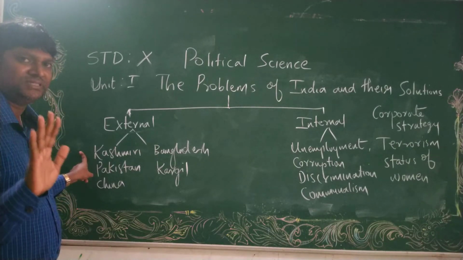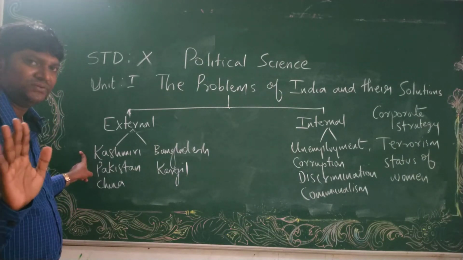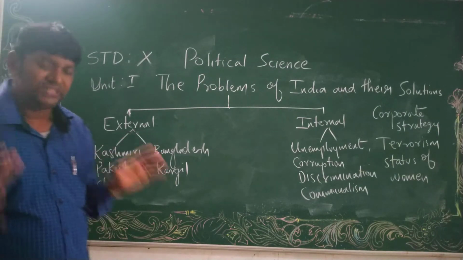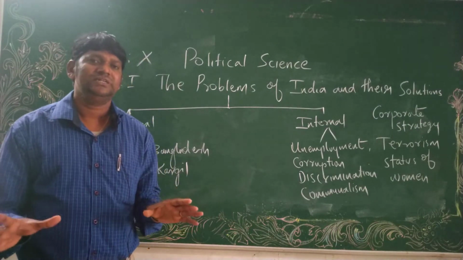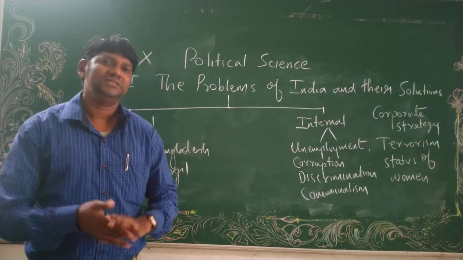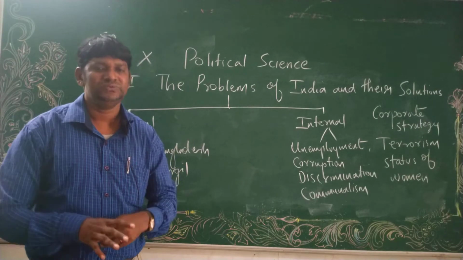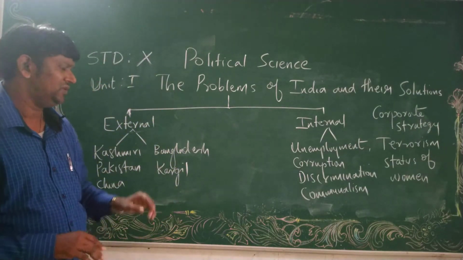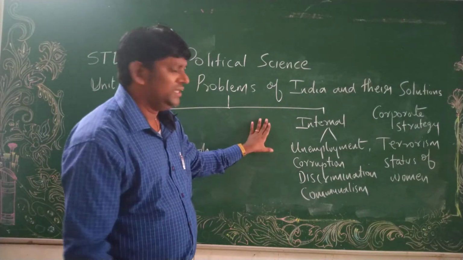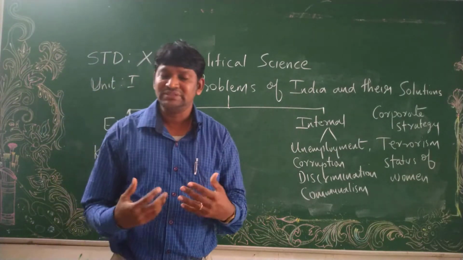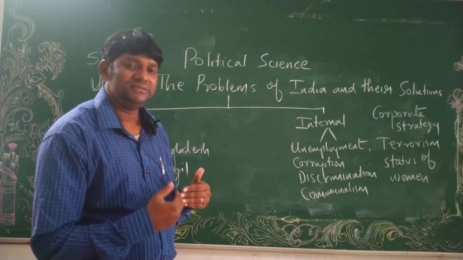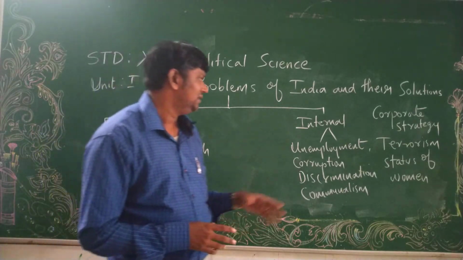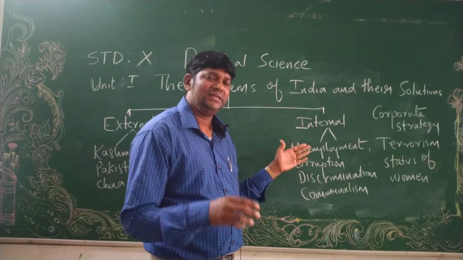So now it is very clear. An external problem is outside India. We are facing problems from outside, especially from Pakistan, the Kashmir issue, and the China issue. These are the problems we are facing from outside. So now, coming to the internal problems: what are the internal problems we have been facing in India from 1947 till date?